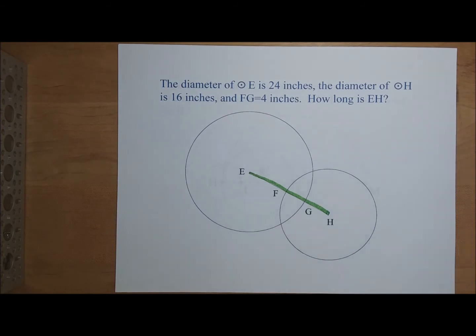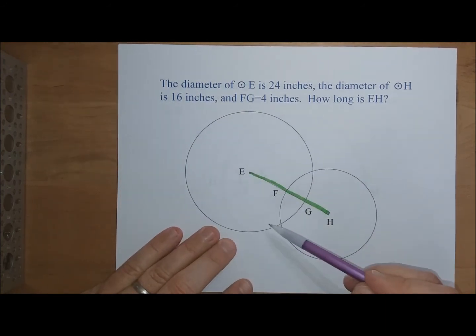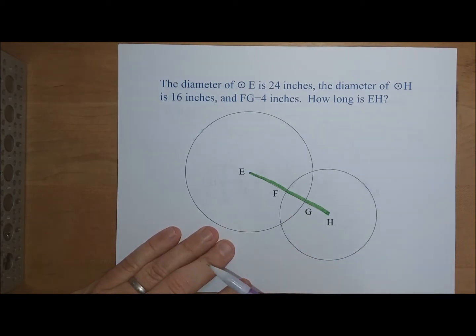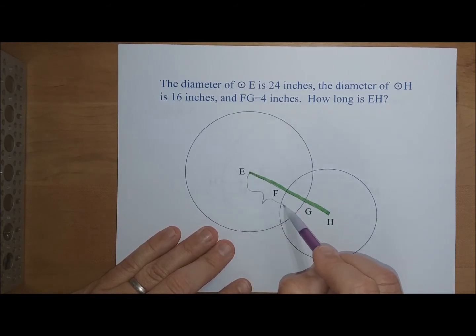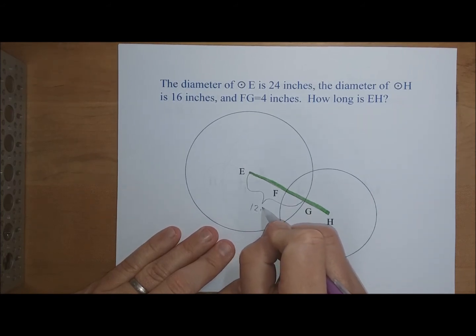Okay. And what information do they give us? The diameter of circle E is 24 inches. And I don't know if you can see this, but EG represents a radius in this circle. So if the diameter is 24 inches, what is this radius right here? EG would be half of that, right? This would be 12 inches.